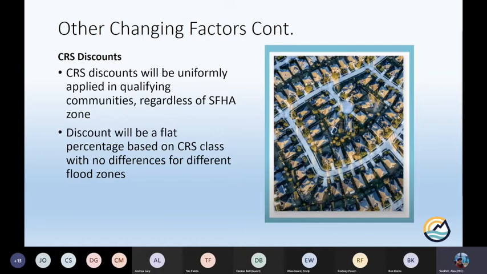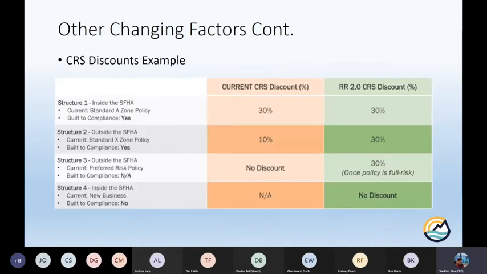Now, under Risk Rating 2.0, that discount percentage is going to be uniform regardless of where the policy is in relation to the floodplain. It's going to be a flat percentage with no difference between in or out. Again, that whole mentality of just in versus just out is going away. Your flood risk doesn't radically change depending on what side of that line you're on. So the risk is going to be how your structure is built, and you're going to get a percentage now for CRS participation. This is an example FEMA showed us a couple of months back.